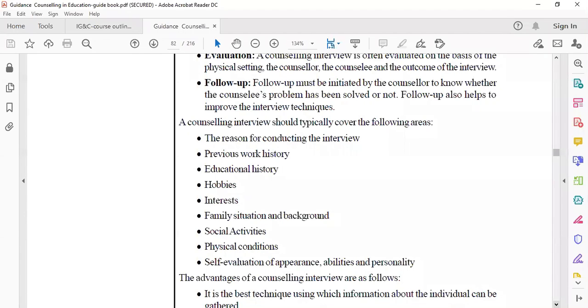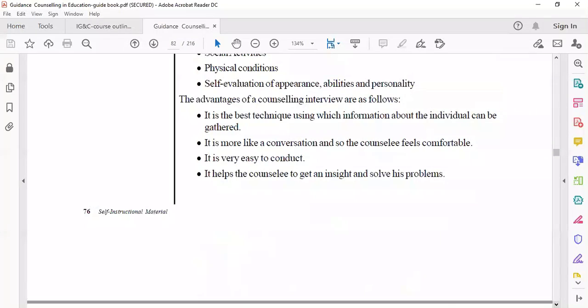And as I've told you, there are different theories as well. During the conduct of an interview, the teacher will apply different theories. The teacher will try to dig out information. The teacher will try to collect more and more related and relevant information to the problem, so that the teacher is in a better position to assist and guide his student.